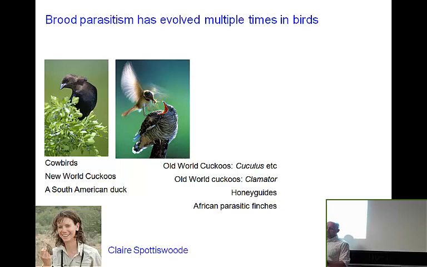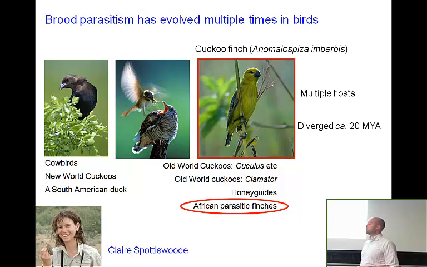But actually, brood parasitism seems to have evolved about 7 times independently in birds, and that includes some really very understudied species, in particular in the tropics, including some of the African parasites, like this one here, the cuckoo finch.